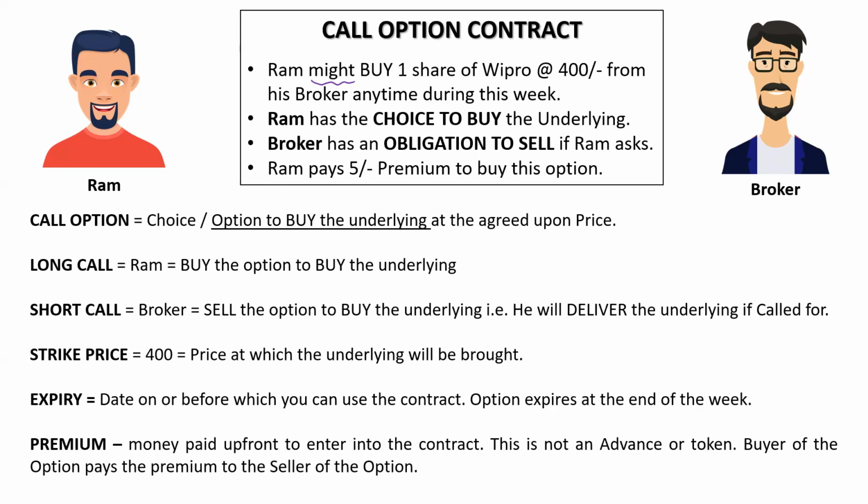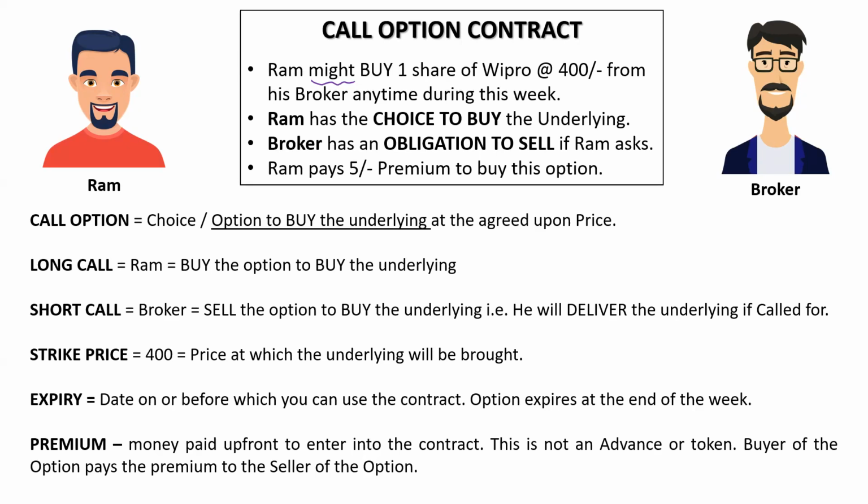The broker, on the other hand, has an obligation to sell if Ram asks. So if Ram goes to the broker and says that I want to buy the share of Wipro from you, then he has to sell it. The broker cannot back out. So he has an obligation. Ram has a choice. He can either buy it from the broker or he can buy it from somewhere else. The broker has an obligation. He compulsorily has to sell the share to Ram if Ram asks.